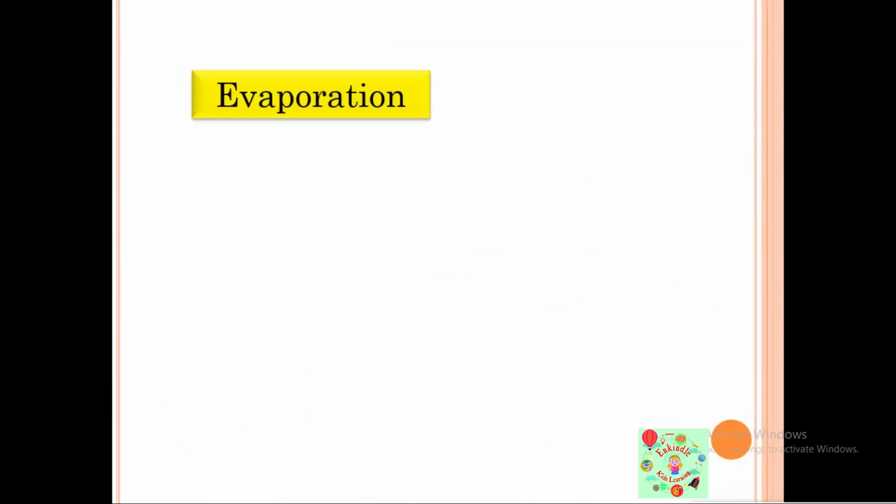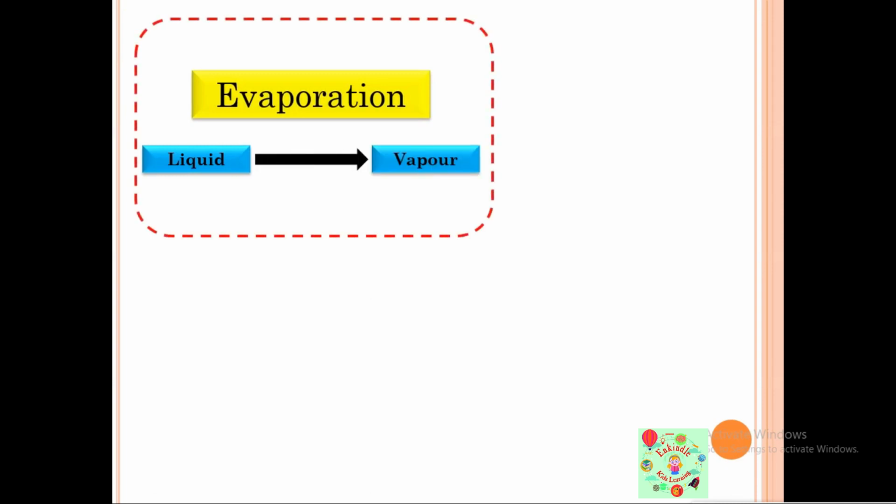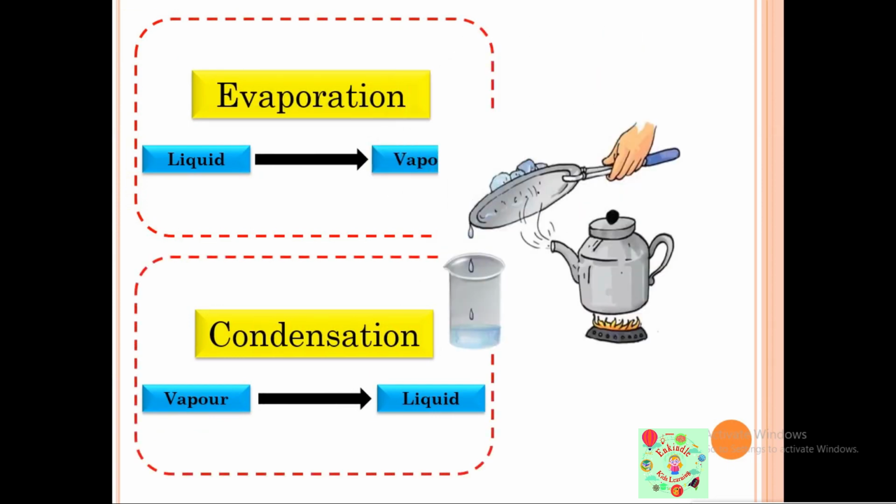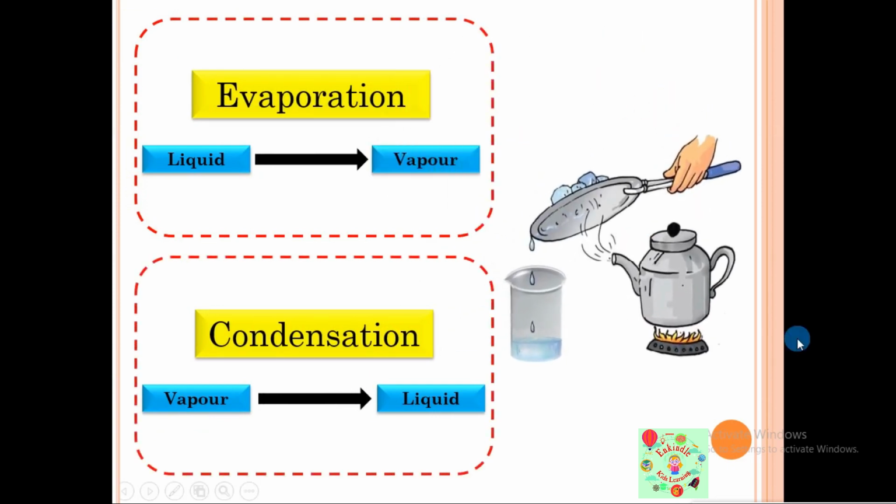So what is evaporation? Evaporation is the process of conversion of liquid to vapor, whereas condensation is the process of converting vapor into liquid. In this example we saw the water is evaporated to form vapors, that is evaporation, and these vapors are again converted to liquid.